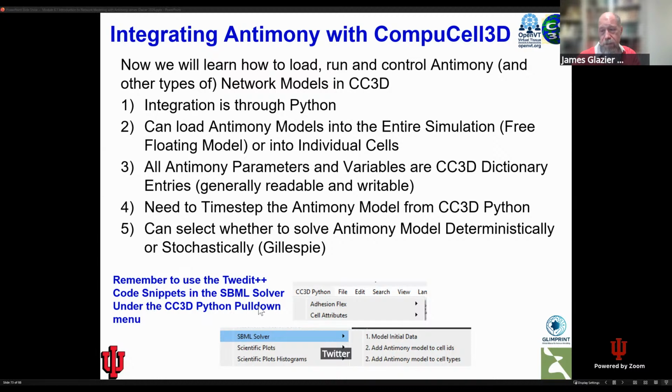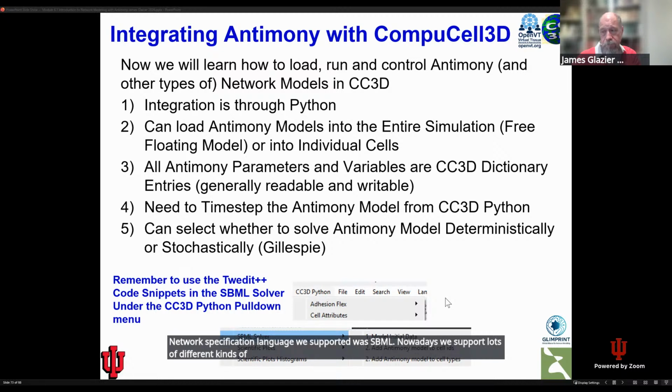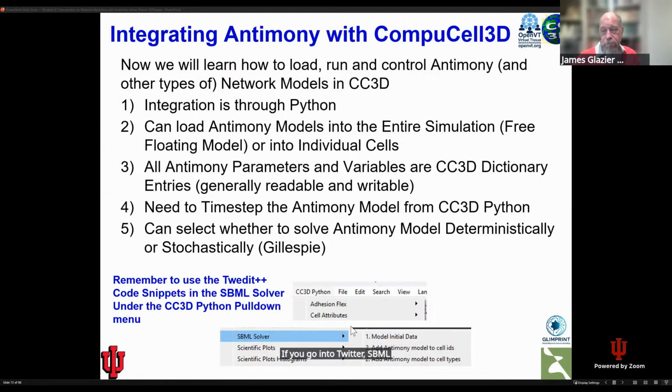TWIDIT has the code snippets. They're under the heading SBML-solver. That probably should have been changed to network solver, because the reason it's SBML-solver is that the first network specification language we supported was SBML. Nowadays, we support lots of different kinds of network models. If you go into TWIDIT SBML-solver under Python, it'll give you a bunch of options: model initial data, add Antimony models, and so on.